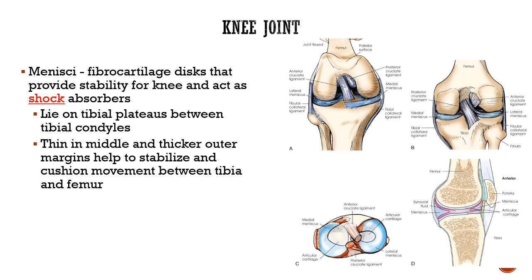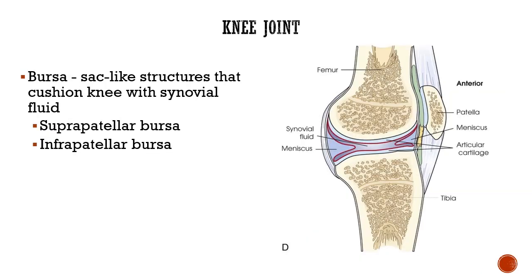In the picture shown here, we're looking at the menisci being here and on the posterior viewpoint here, and here on the sagittal viewpoint. The knee joint also has bursa, which are fluid-filled sacs that have synovial fluid, and there's a suprapatellar bursa and an infrapatellar bursa.